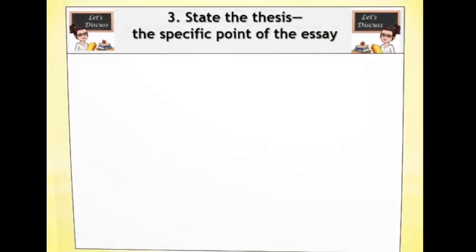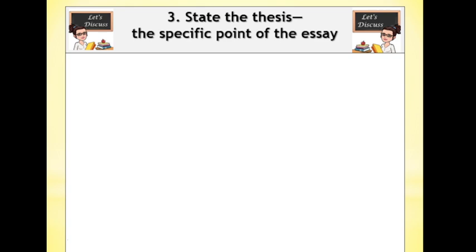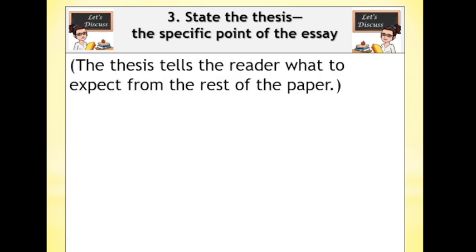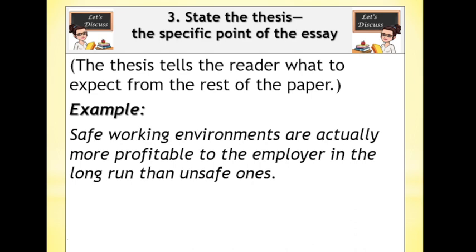The last thing that we have to take note of in writing the introduction is that we have to state the thesis or the specific point of the essay. The thesis tells the reader what to expect from the rest of the paper. Example: safe working environments are actually more profitable to the employer in the long run than unsafe ones. Here, we can see the point of the writer and of course his stand. So the point or the limited subject is safe working environments. And the stand or the controlling idea is that they are actually more profitable to the employer in the long run than unsafe ones.